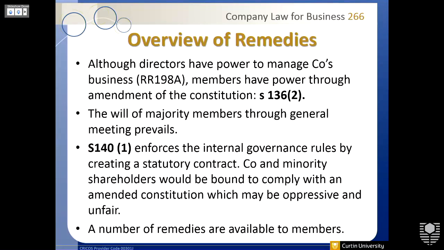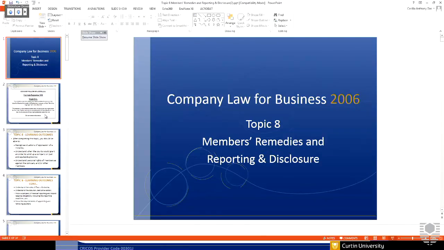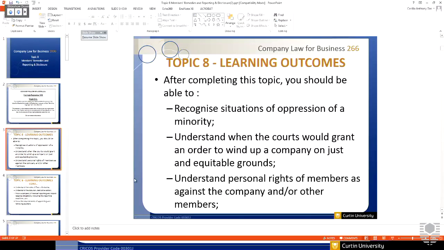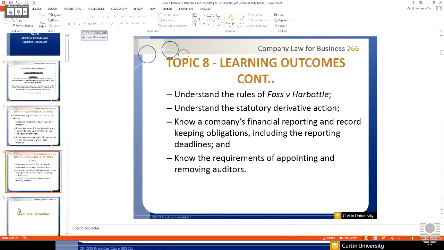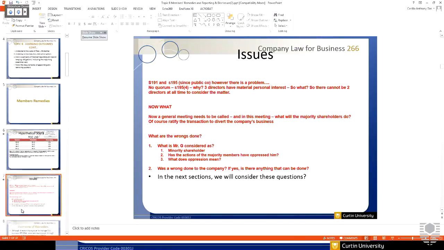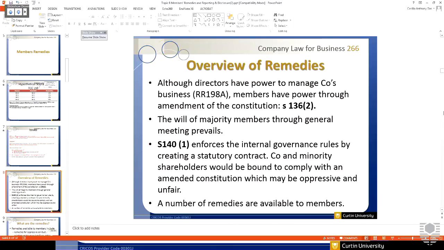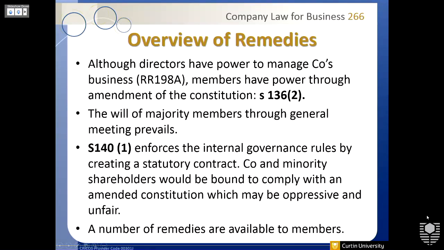All right? So we are now going to consider all the questions that we have raised earlier in relation to the subsequent slides. Now, although the directors have power to manage the business of the company under Replaceable Rule 198A, members have power to amend the Constitution. And we know that because Section 136 sub 2 tells us that. What is the procedure that the members need to follow? If you're going to amend the Constitution, you have to pass a special resolution. Once you have passed the special resolution, you will then lodge the amended Constitution with ASIC.